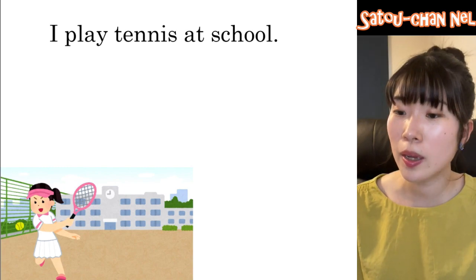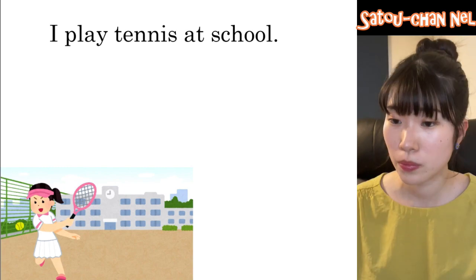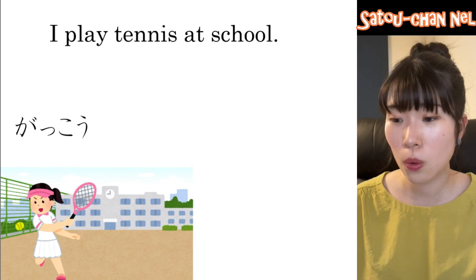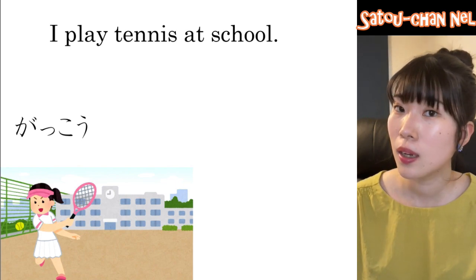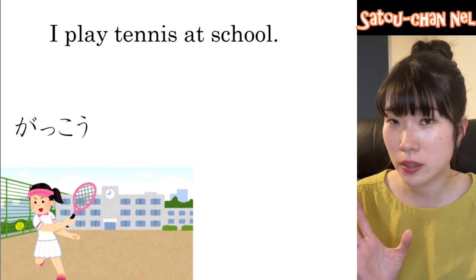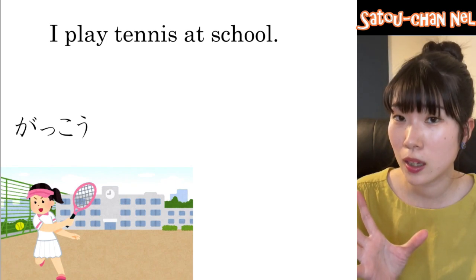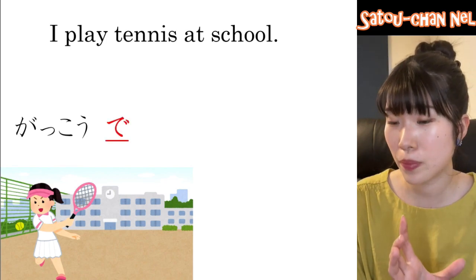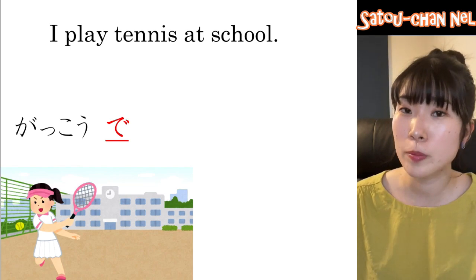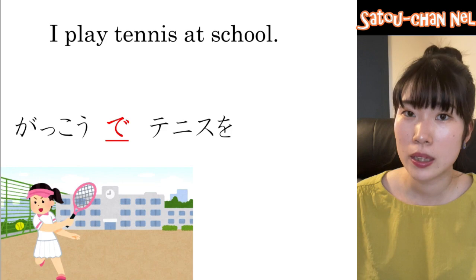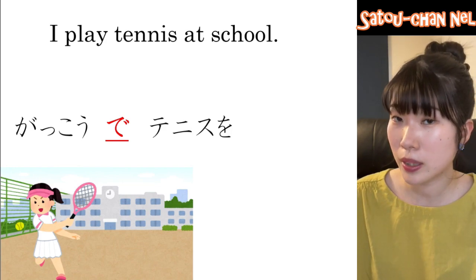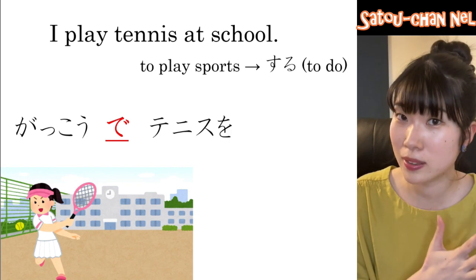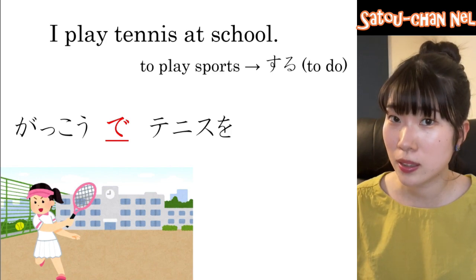Let's make a sentence. I play tennis at school. First, school. How do you say school? 学校. So 学校 is the place where you play tennis. So the particle で should be here. 学校で, at school. And then I play tennis. テニスを, play tennis. する, to do. We say to do tennis. And we need to change it to masu form.